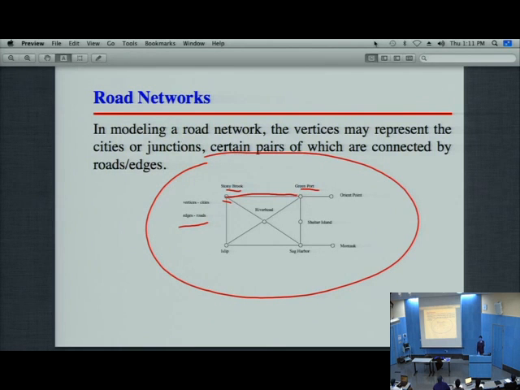Anything else people might want to do with road networks? Mail delivery. Now, mail delivery is interesting. Why is mail delivery different than shortest path? Okay, yeah.